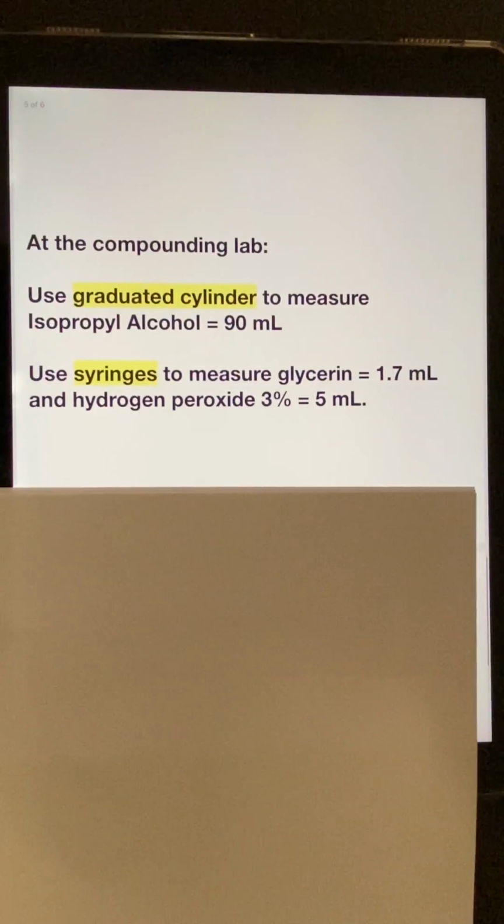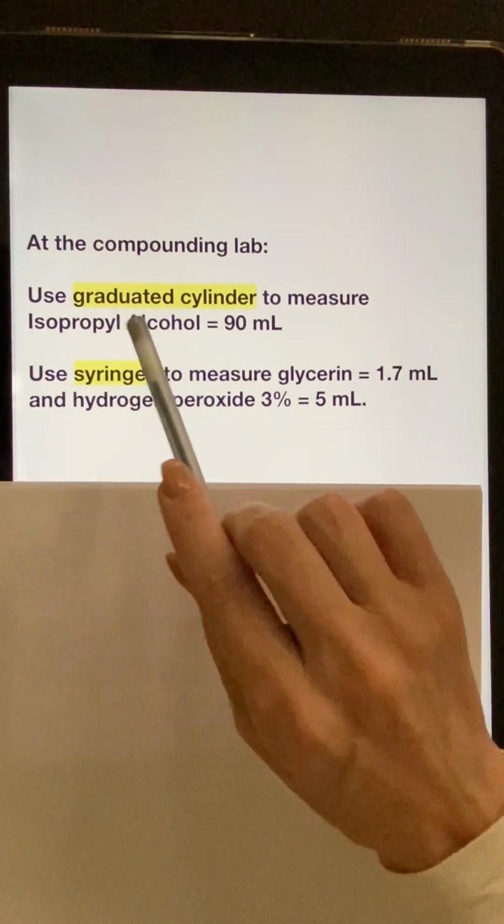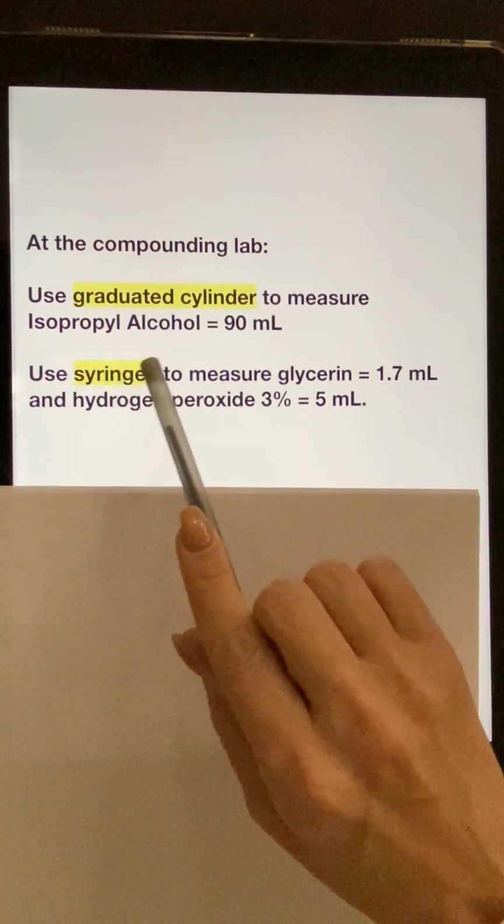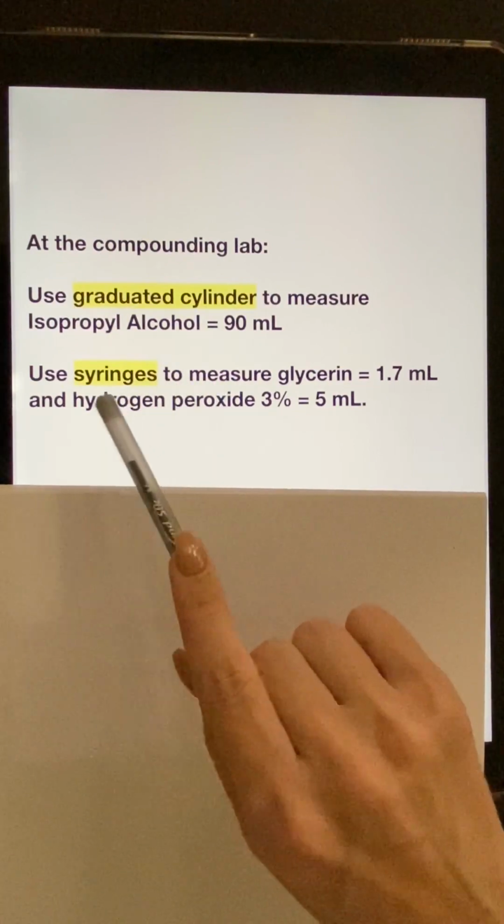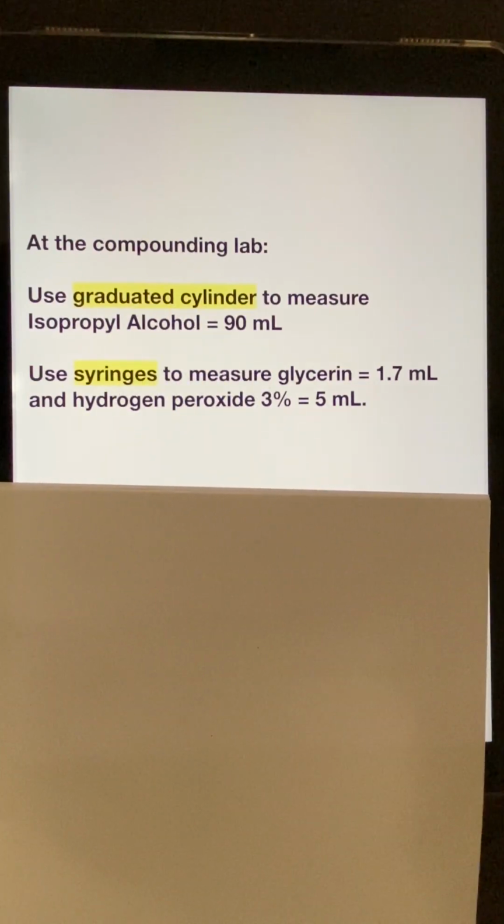And in the lab, you're going to use the graduated cylinder to measure the isopropyl alcohol, and you will be using the syringes to measure the glycerin and hydrogen peroxide.